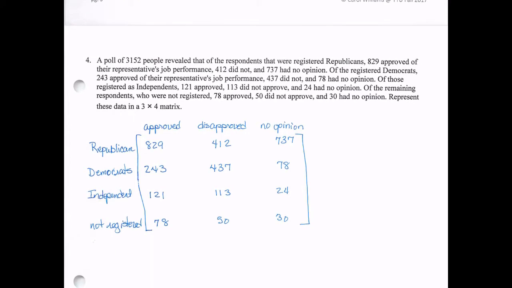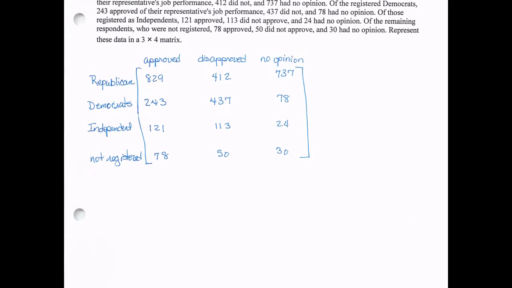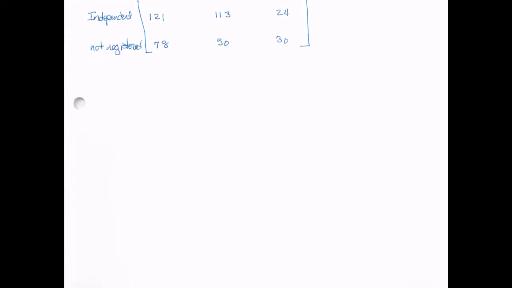So number 4 is just asking you to put this into a matrix. And so what I do is I label each row and column, and then reading the sentences, I put it into a matrix. And so that concludes 3.1.